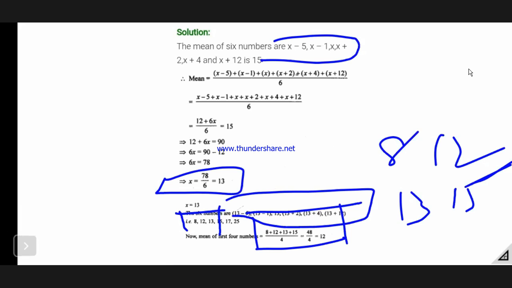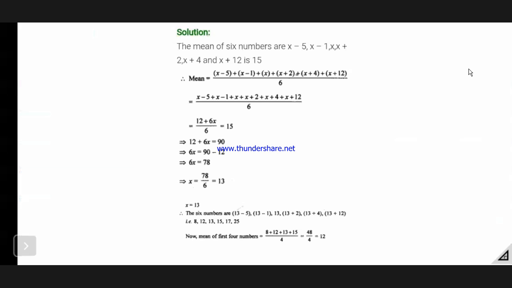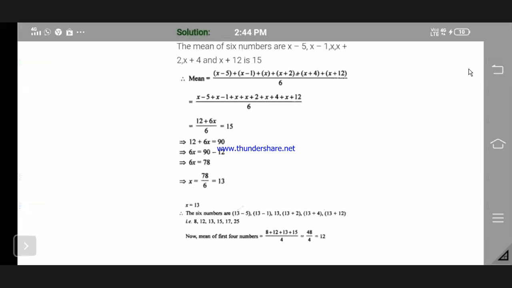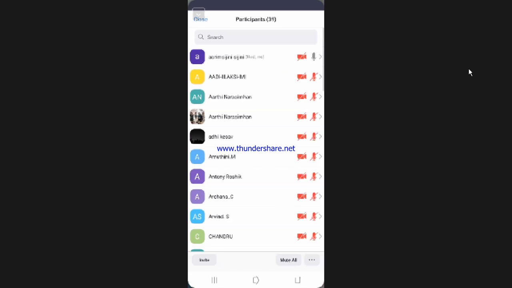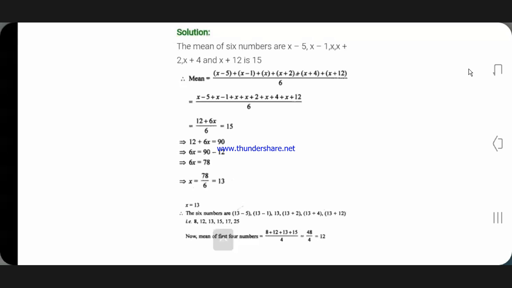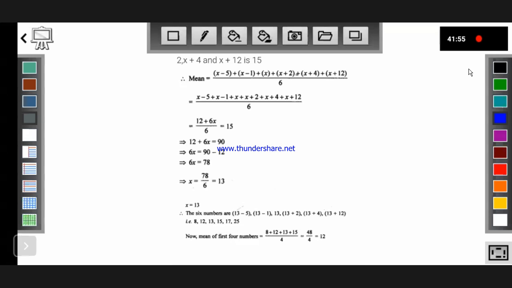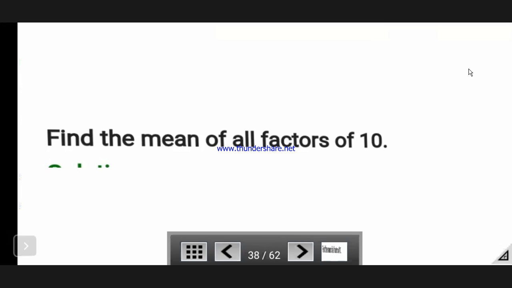Any doubts? Anyone is having doubt? No, ma'am. Shall we move to the next? Yes, ma'am. Find the mean of all factors of 10.